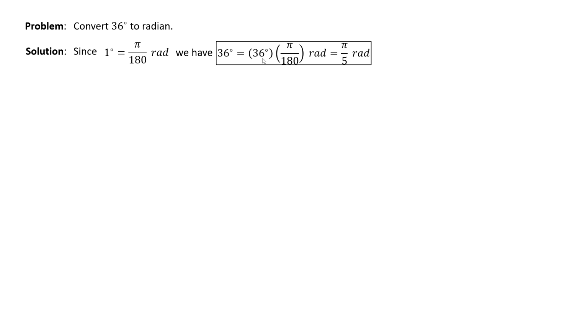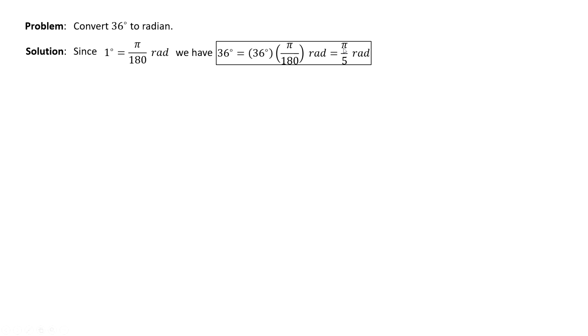Oh, wow. I don't know the multiplication table for 36, man. Okay, that's fine. Does 9 go into 36 and 180? Yep, 9 goes 4 times, and 9 goes 20 times. So we have 4 and 20. Oh, 4 goes 1 time, 4 goes 5 times. So 1 over 5, pi over 5. So 36 degrees is equal to pi over 5 radian.